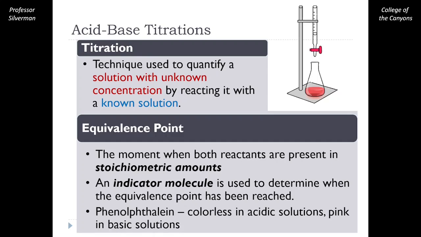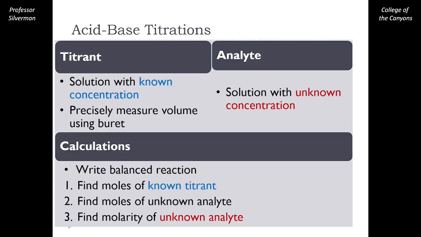One way to know that you are at or close to the equivalence point is by using an indicator molecule. This is a molecule that changes its color when you are at that equivalence point. A common example is this phenolphthalein compound, which is colorless in the presence of acids, but turns bright pink in the presence of base. We can call our known solution the titrant, and we can call our unknown solution the analyte.